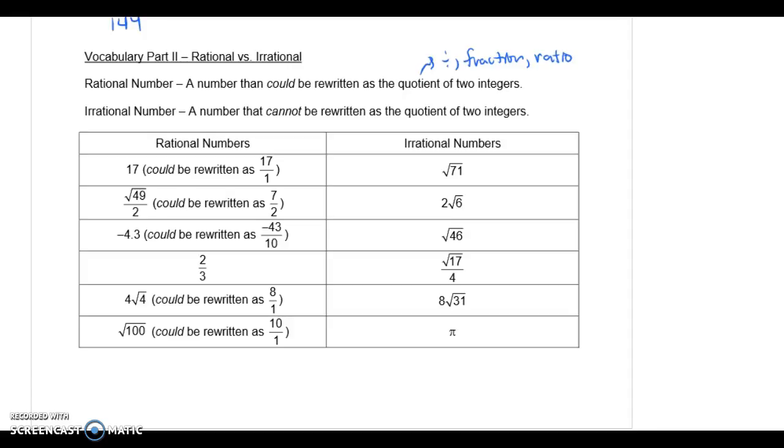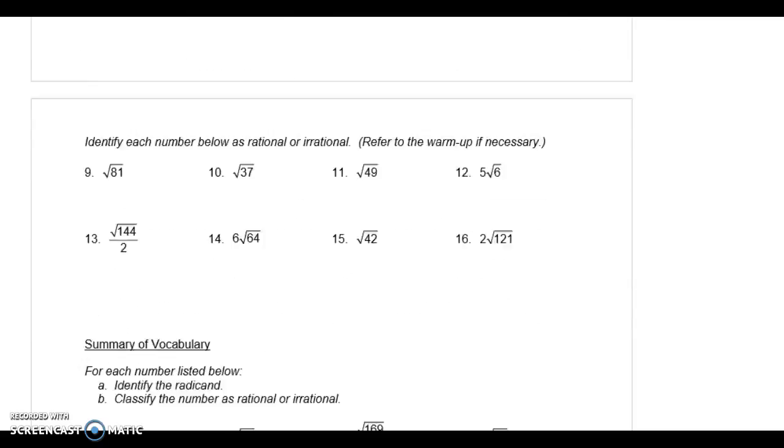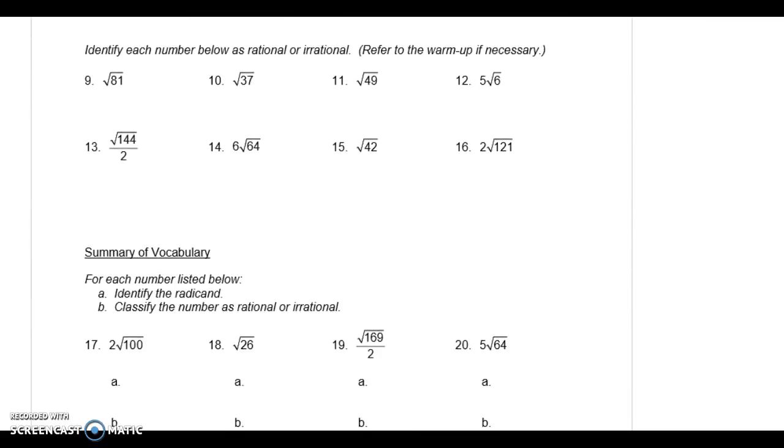An irrational number is just the opposite. It's a number that we can't write as the quotient of two integers. Square root of 71, 2 root 6, square root of 46, all of those will not simplify to perfect squares. So our goal then here is identify each number below as rational or irrational. If we need to, we're going to refer to the warm-up.